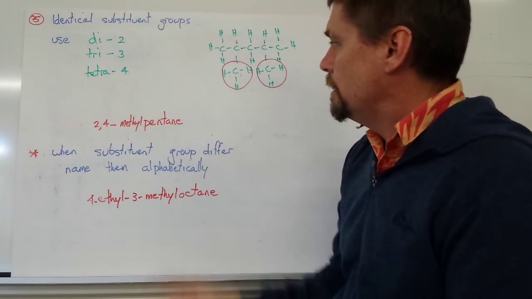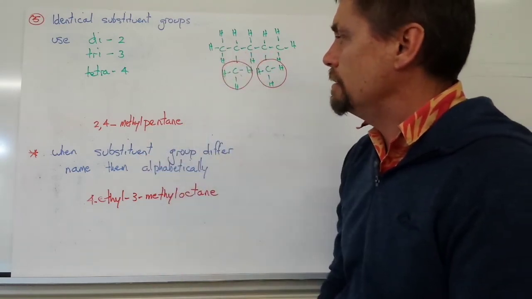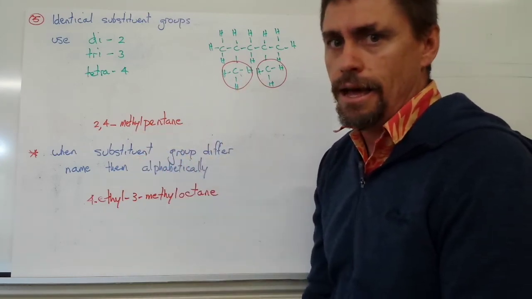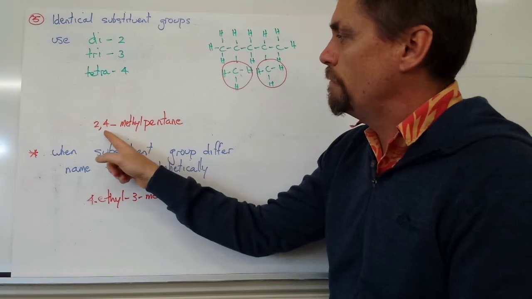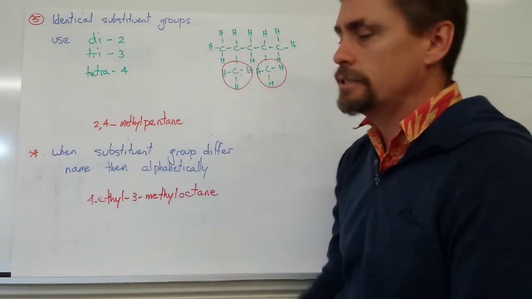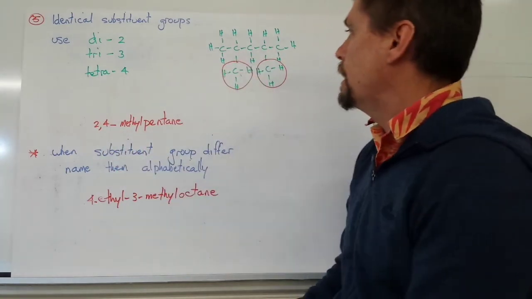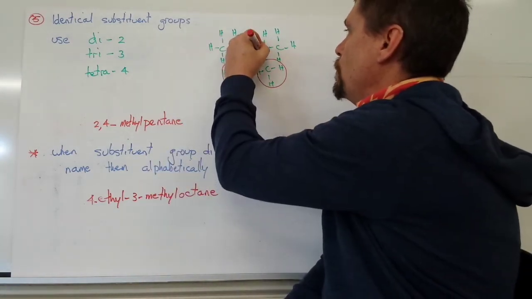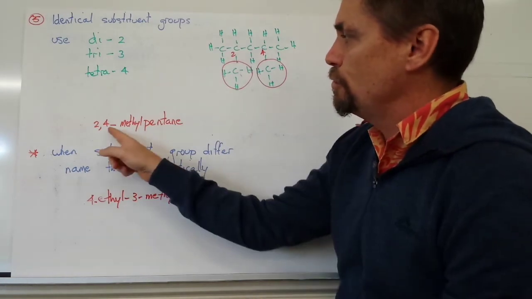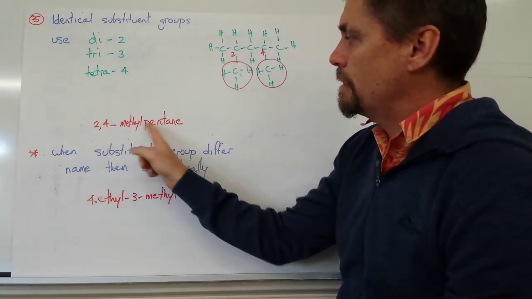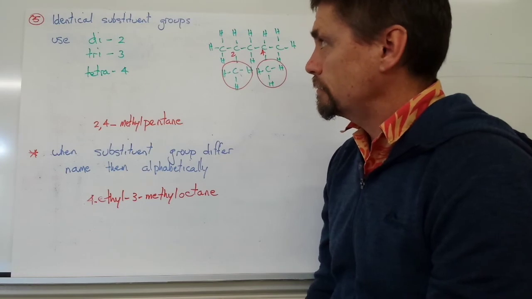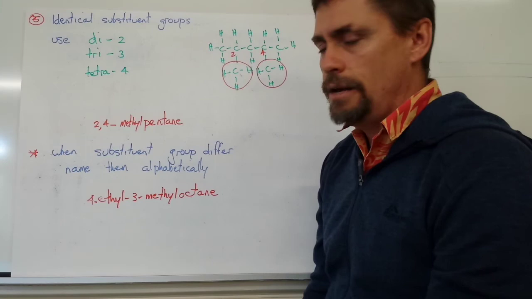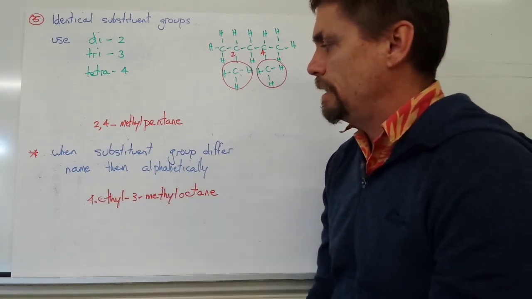So in this case, we have our pentane, 5 carbons. We have 2 methyl groups, so we have our methyl. And then we use the prefix 2,4 to denote the positions of our methyl groups. So our methyl group would be off number 2 there and number 4 there. So we call this one 2,4-dimethylpentane. Now we can also have substituent groups that differ, in which case we name them alphabetically.